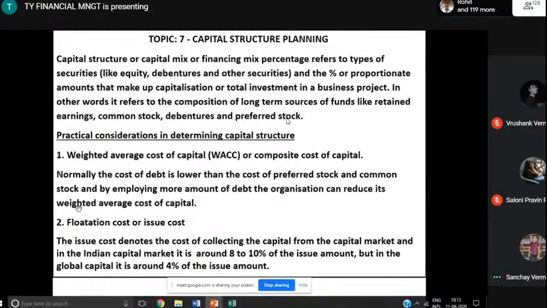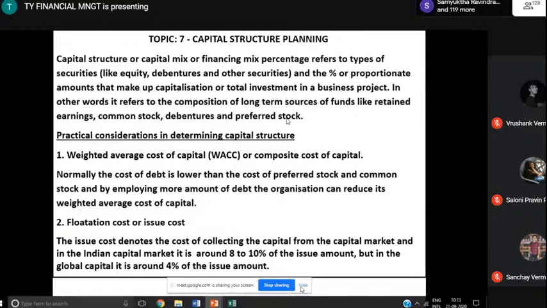Say 20%. Right? 200 CR upon 1000 CR. Preferred stock, another 200 CR, 20%. 50 is to 20 is to 20. Now you might ask, what about the difference, 10? Let's say your retained earnings is 100 CR.